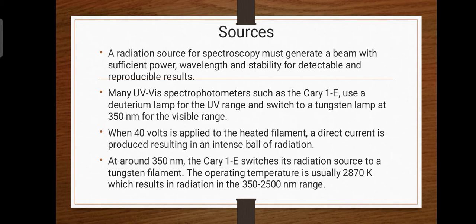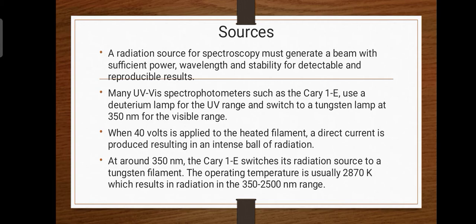The electrical excitation of the deuterium lamp at low pressure results in a continuous spectrum of emitted radiation from 160 nanometers to the beginning of the visible, or 375 nanometers. Then an arc is formed between a heated oxide-coated filament and a metal electrode. When about 40 volts is applied to the heated filament, a direct current is produced, resulting in an intense ball of radiation.